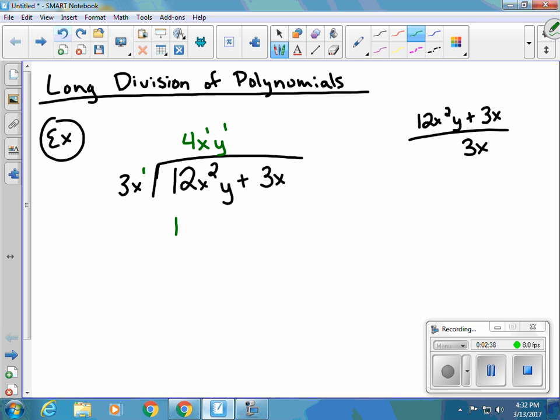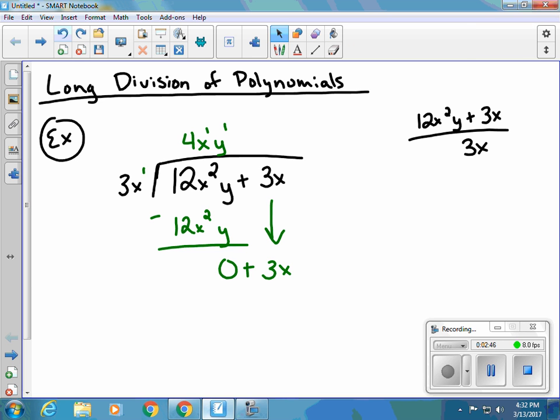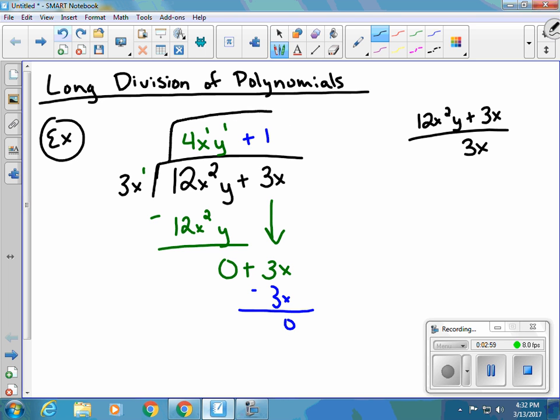So right now I've got 12x squared y, subtract, I get 0, drop down the 3x. So now my goal is to get the 3x. Well, 3x times 1 gives me 3x. And I do not have a remainder. So like I said, this one was kind of like factoring out the 3x. It gets trickier when you add other terms.